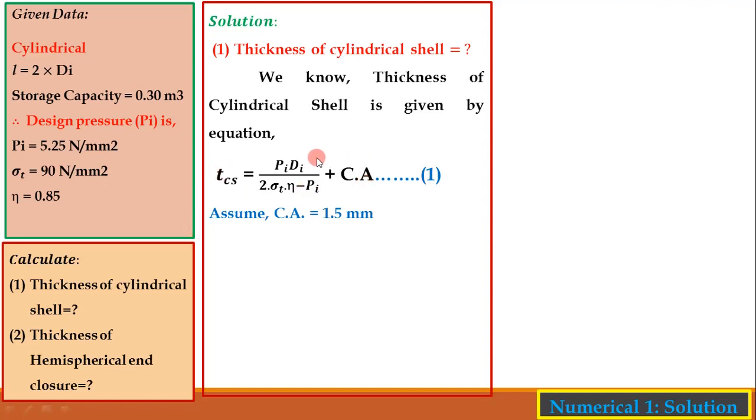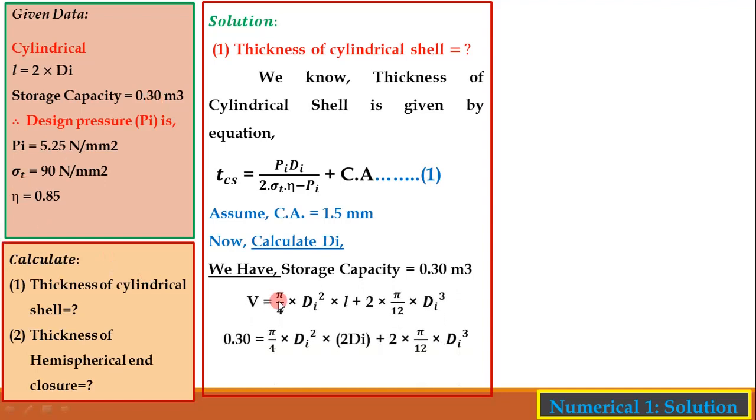Now to find di, we have to use the equation of total volume of the pressure vessel, that is, the storage capacity. As we saw in the beginning of this lecture, the total volume is equal to pi by 4 di square into L plus twice into pi upon 12 into di cube. Here we put L equal to 2 di, and total volume, that is storage capacity, as 0.30 meter cube. Now on the RHS there is only one unknown, di. Calculating this, we get di as 0.523 meter.